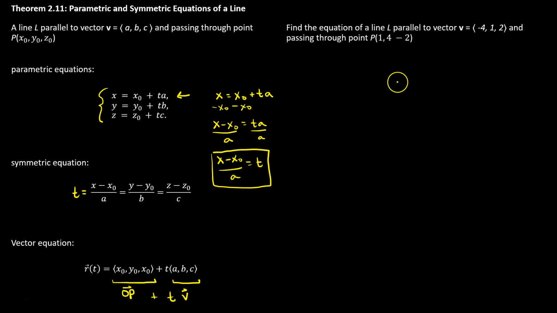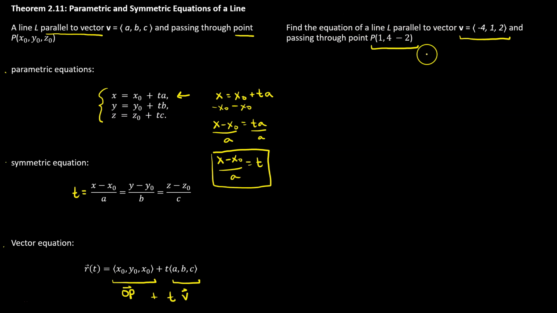Let's try finding the equation of a line that is parallel to some vector v. Here we're given v has the components -4, 1, and 2. And then we're also told that our line passes through the point P. Notice that the definition for a line requires these two bits of information. We need a parallel vector, and we also need a point. Without those two things, we cannot write the equation of a line, no matter which of the three versions we decide to use. So we have the two bits of information we need.